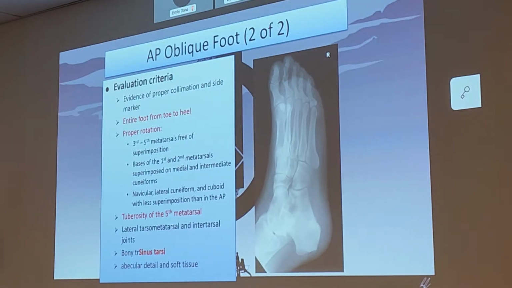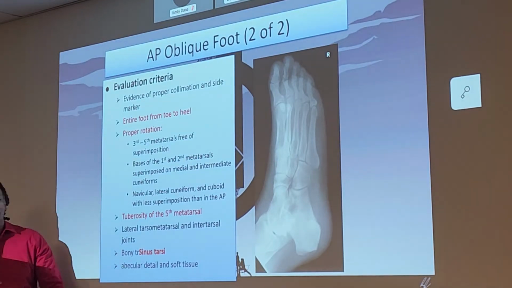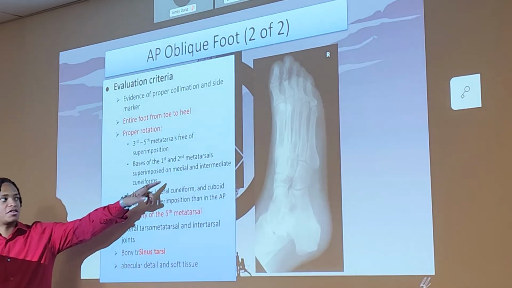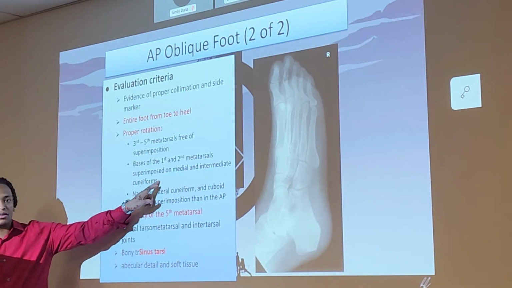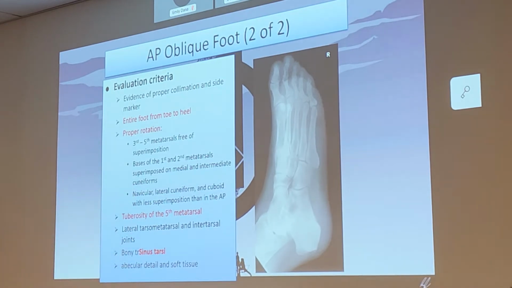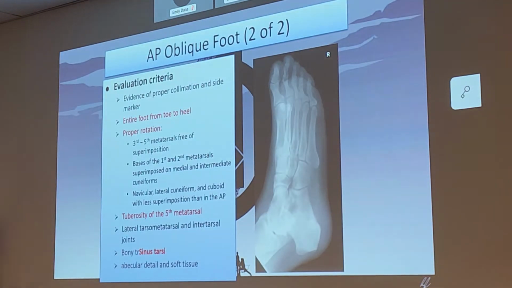And then the base of the first and second metatarsal is superimposed. So the base, you see how it's kind of closed right here? And so are the medial and intermediate cuneiforms. So this is what Mr. Donahue was talking about earlier, on how the cuneiforms are changeable, right? So these are the two that are going to be superimposed. So, test question right here, okay? What happens to the medial and intermediate cuneiforms during the oblique foot? Those are superimposed, correct?